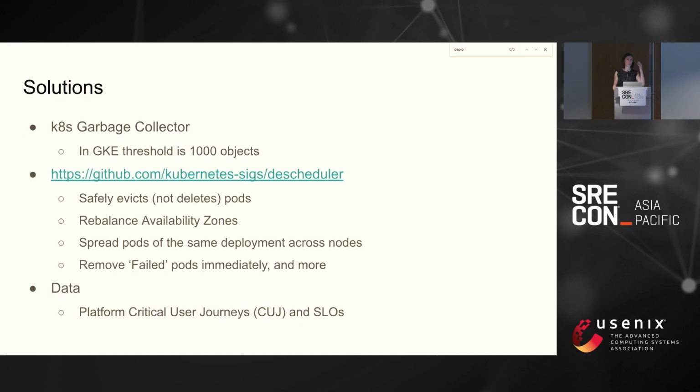It can help with a lot of concerns that are more urgent when you're running on spot. For example, it can help to rebalance availability zones, because on spot you will end up with unbalanced clusters if you don't do this. It spreads pods of the same deployments across as many nodes as possible. And one of the policies is to remove failed pods immediately. So now all this that I talked about has just disappeared. We don't have this anymore.